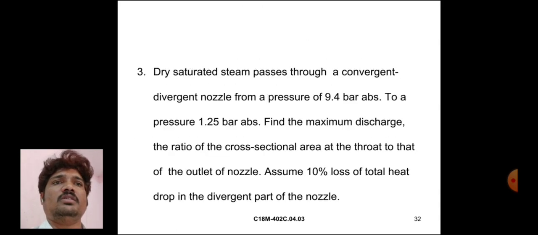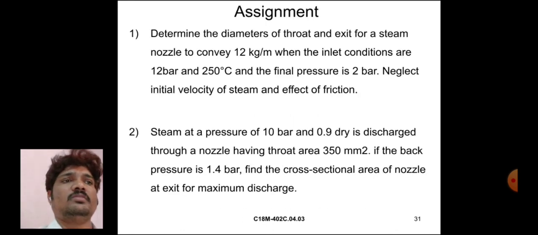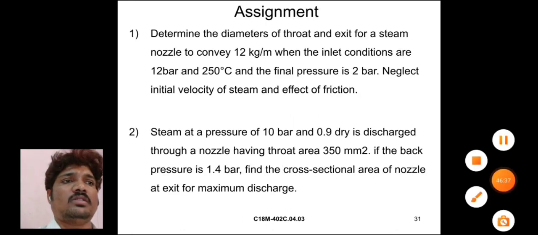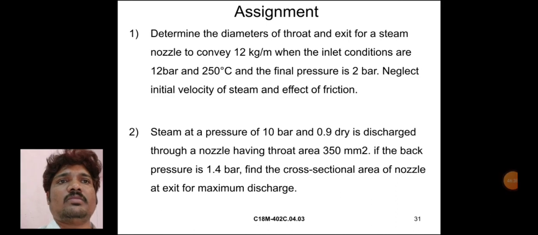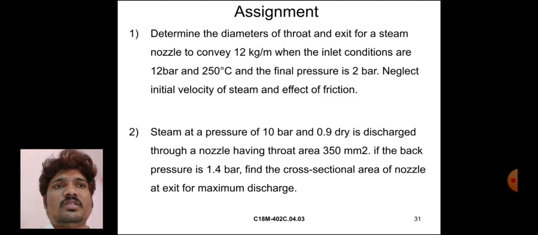Assignment. This question may be asked from the exam point of view. Determine the diameter of the throat and exit of the steam nozzle to convey 12 kg per minute when the inlet conditions are 12 bar and 250 degree centigrade. The final pressure is given; neglect initial velocity of steam and effect of friction.